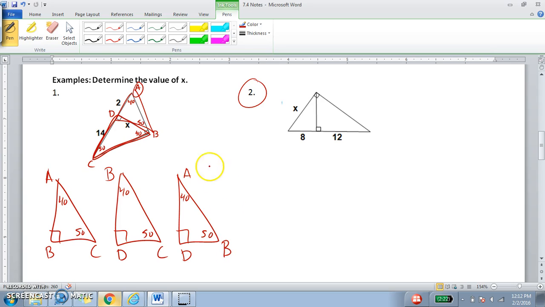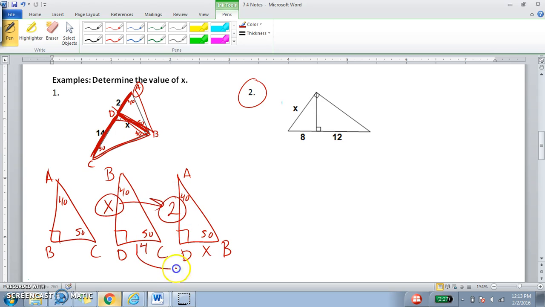So now we have to figure out, well, where do these x's and 2 and 14 go? Anywhere I see D and B, so here, for example, that's x. So DB is x, DB is x. Anywhere I see D and C together, so here, for example, that's 14, and I think that's the only spot. And then wherever I see A and D together, only spot should be here. That's a 2. Okay, so we have to bring the side lengths with us when we draw out the similar triangles. So now we know these are similar.